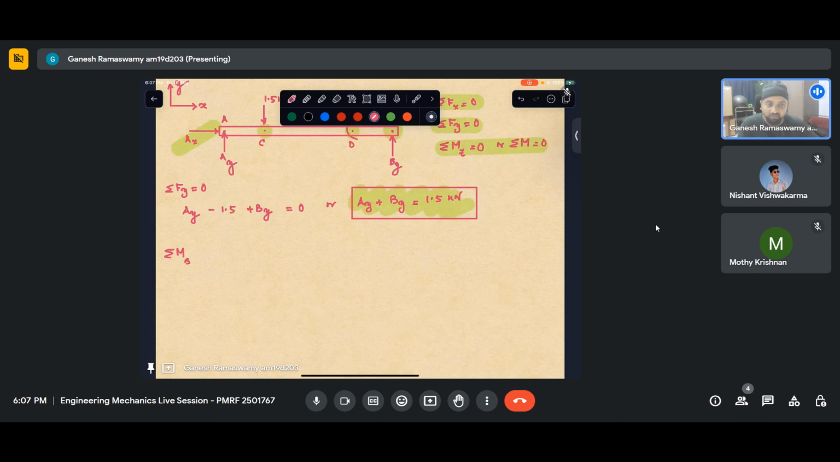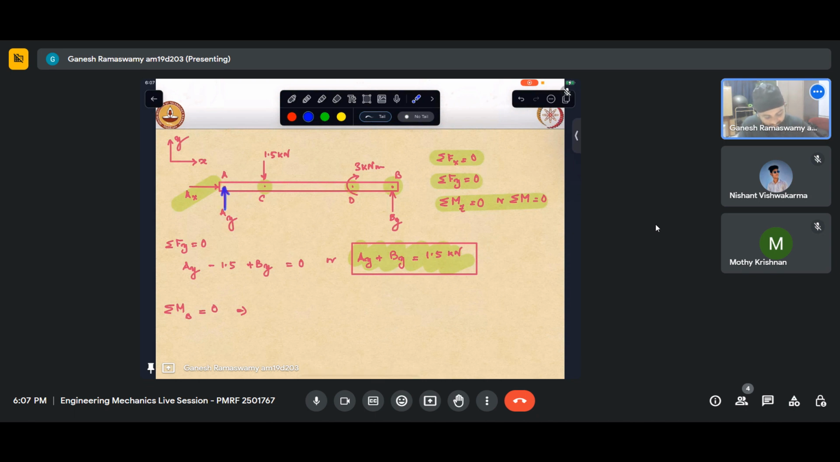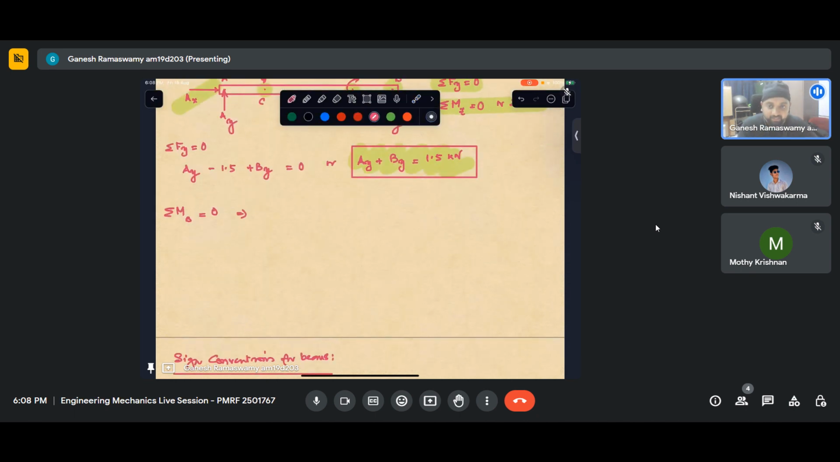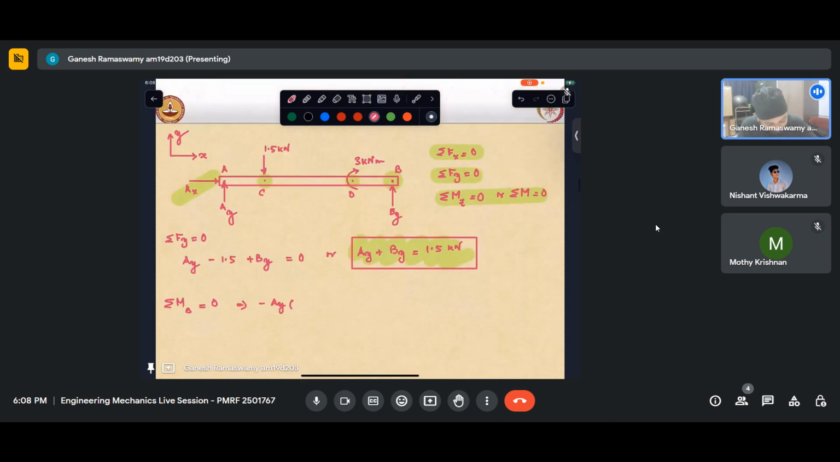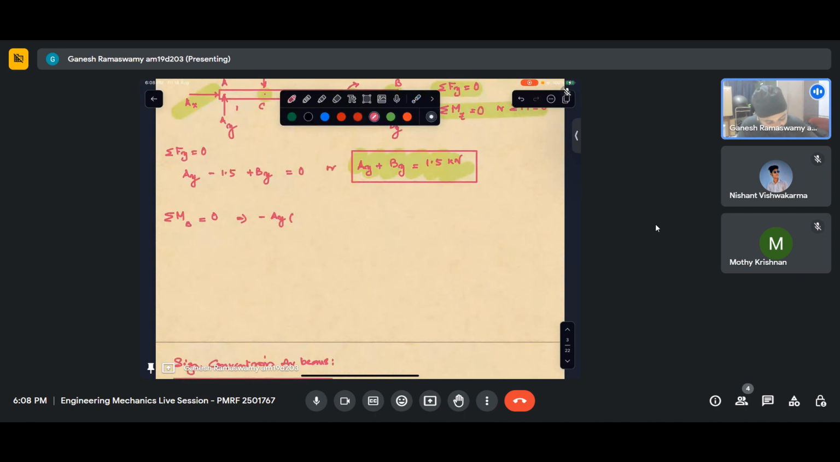This is to be clearly understood: this is moment about the z axis at the point B. So sigma moment at B equals 0, which gives me, I can see that the force is pointing downward. So this will create a clockwise moment at B, so its contribution will be negative. So minus Ay into the length of the beam, which is given. This is 1, 4 and 1 is what is given, so the length of the beam is 6 meters.